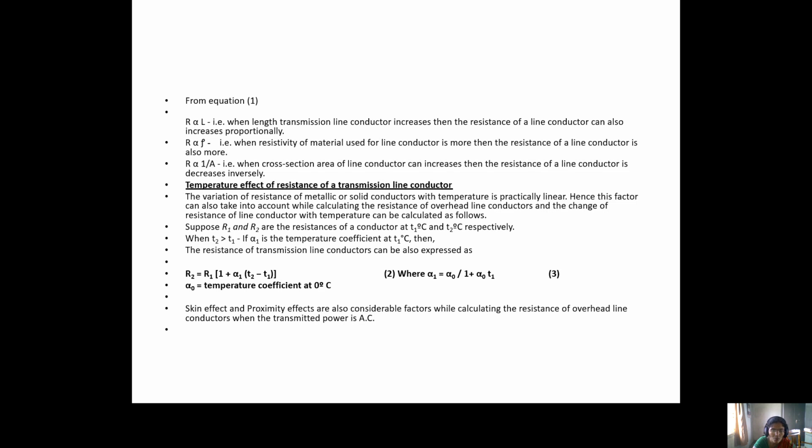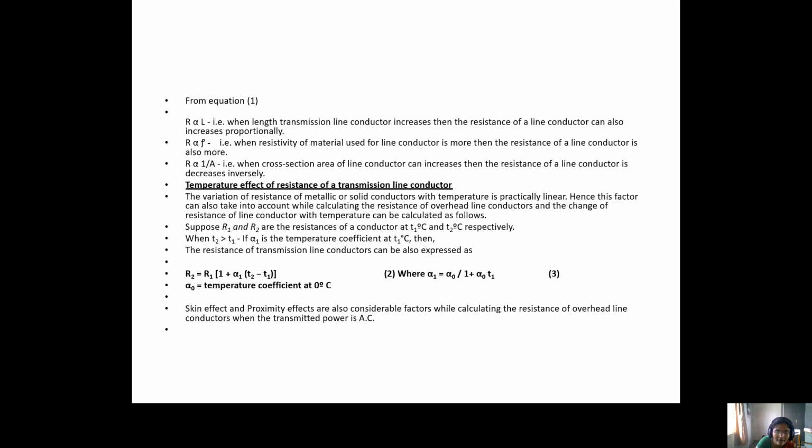See here, suppose R1 and R2 are the resistances of the conductor at T1 degree centigrade and T2 degree centigrade respectively. First you take T1 degree centigrade, that is one temperature. Then T2 degree centigrade is another temperature. At T1 degree centigrade, R1 is one value, and at T2 degree centigrade, R2 is some particular value. So at different temperatures the resistance will also be different. That's why you have to take R1 and R2.